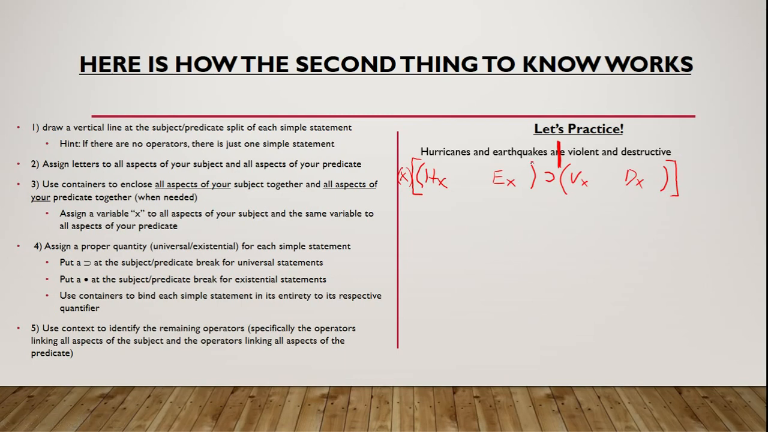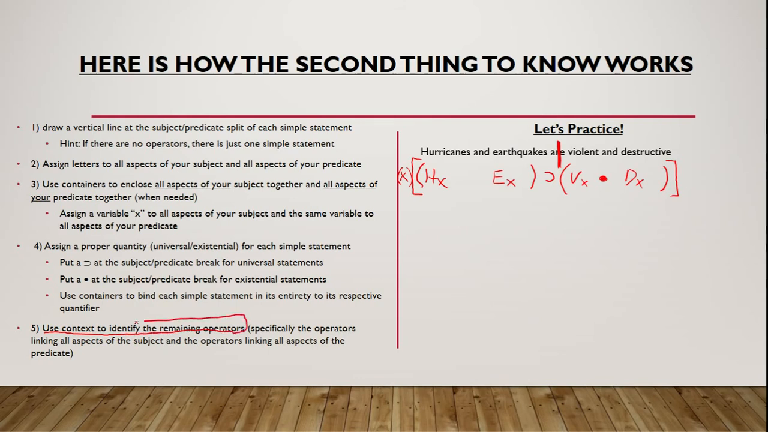And then finally, we're going to use context to identify the remaining operators, specifically the operators linking all aspects of the subject and all aspects of the predicate. I'm going to start with the predicate side. So violent and destructive, we have and is the dot operators. It's those things, the earthquakes and hurricanes are violent and destructive. But now we really need to focus on the beginning of step 5. It says use context to identify the remaining operators.